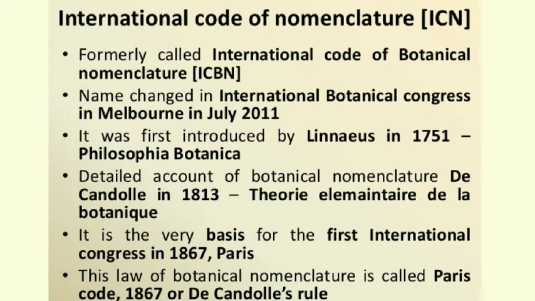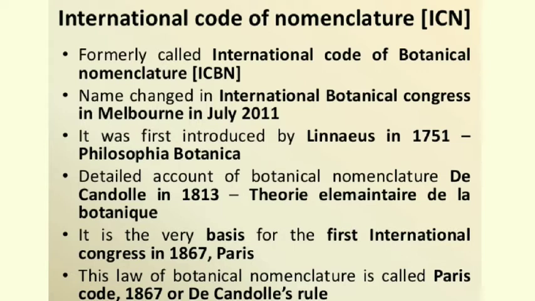Okay, and the detailed account of botanical nomenclature was given by A.P. de Candolle in 1813 in the book Théorie élémentaire de la botanique. Okay, and it is the very basis for the first International Congress in 1867, which was held in Paris.